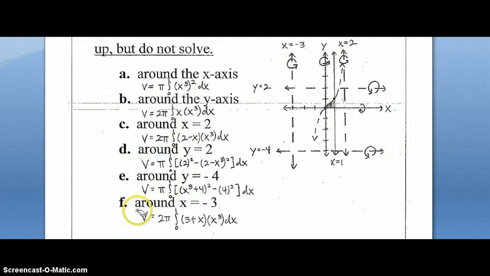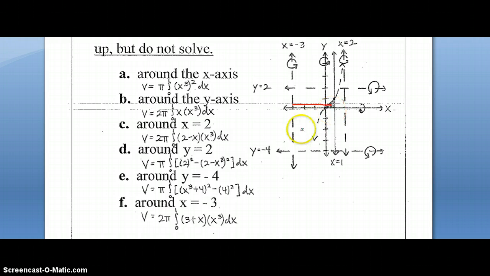Our last question, around x equals -3. X equals -3 is over here. It's a vertical line, so we know we've got to use the shell method. Shell method, once again, is based on the geometric formula, 2 pi times the radius times the height times the width. So 2 pi goes out front. The region we're integrating is still from 0 to 1, so our limits don't change. Our radius, however, if we take a cross section and go past the y-axis to -3, is going to be 3 plus x, and then our height is still just x cubed.